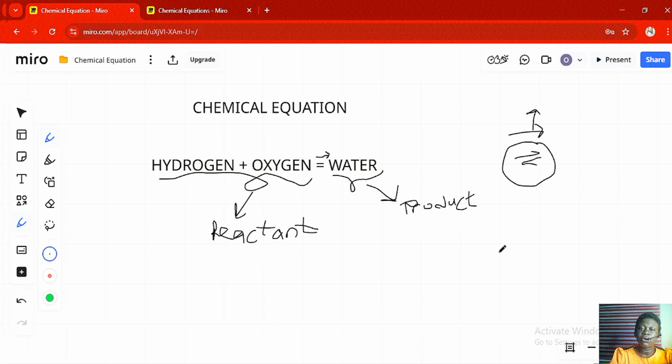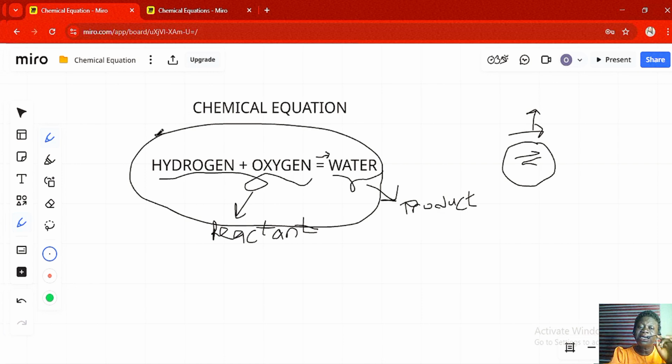Now let's go into what is a chemical equation. So a chemical equation is a symbolical representation of a chemical reaction, using symbols to indicate a chemical reaction. Now, what is on the board here is a chemical reaction. When this chemical reaction is written using symbols, then it is a chemical equation.